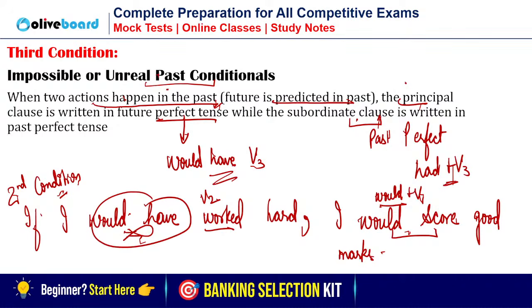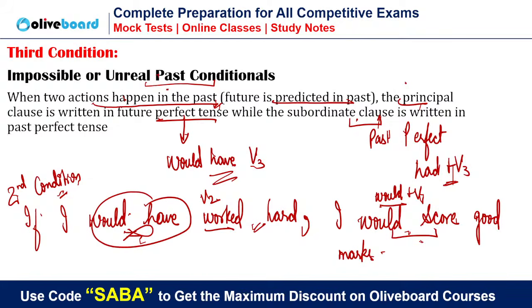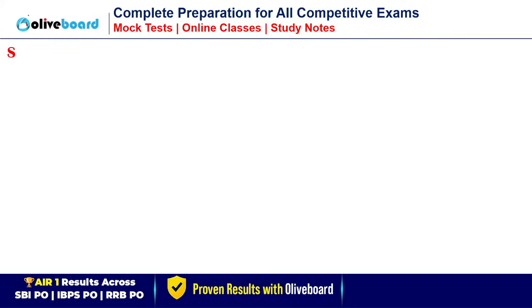Now, if this is the question of error detection, simple. We will apply the condition of second condition and the sentence will be correct. If I worked hard, this is what you have to keep in mind. Second condition versus third condition. Would plus V1, V2, second condition. Would have plus V3, had plus V3 is the third condition. Now, same sentence if I write this way, see the structure.